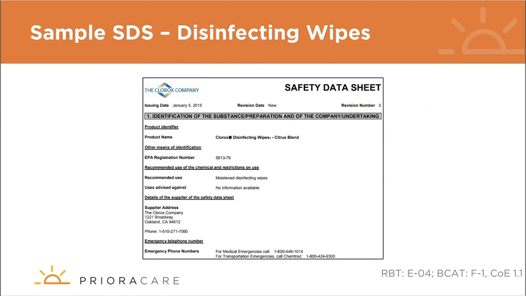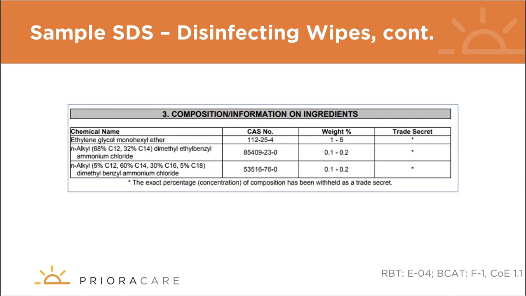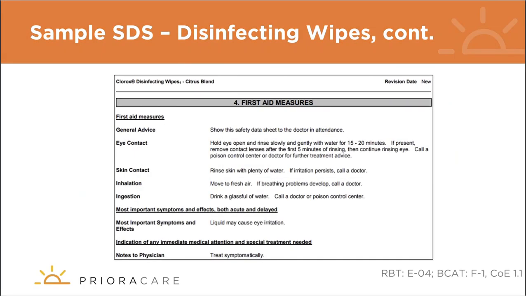Here is the first section of the safety data sheet for Clorox disinfecting wipes, citrus blend, which identifies the product. In Section 2, you can see that the product is not considered hazardous by the 2012 OSHA HCS. The third section shows its ingredients. The fourth section provides possible first aid measures.